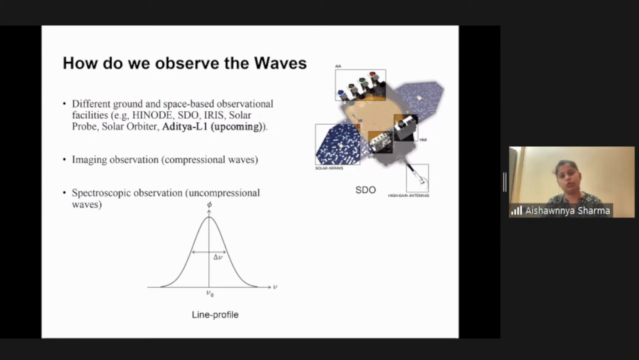For that, we have to go to spectroscopic observation, but that is a completely different set of techniques. So I'm not going into the details of spectroscopic observation in this talk. My whole talk will be confined to imaging observations only.